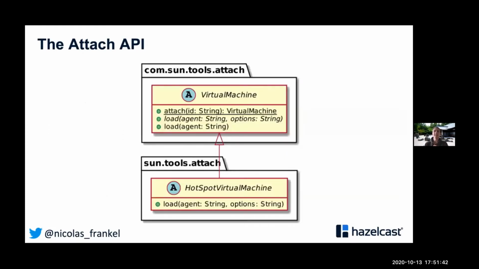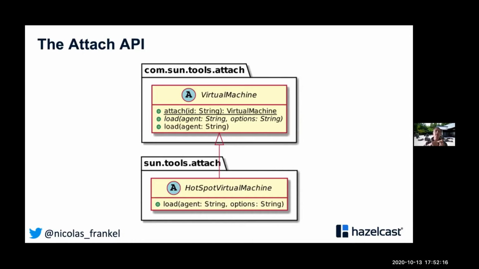The API is even simpler than the instrumentation API. You've got this abstract class, and of course you've got an implementation depending on your exact JVM. Basically, you've got this static method. You pass the ID of the PID. It returns you a virtual machine, and then you load the agent and you pass the path to the jar. You can also add options if you want, but in general, it's quite easy.